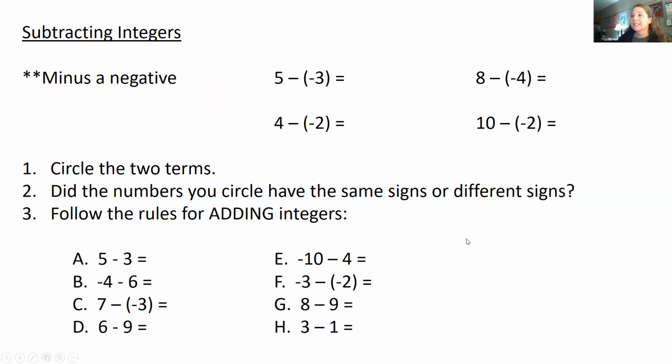All right, now a little different when we're subtracting. So now notice this page right here. There's no plus signs, right? No plus signs. So when I say subtracting integers, that's what I mean, that there's a negative or a minus sign between them. Now, the first thing I want to talk about is when you see a minus a negative, minus a negative. So do you see how it says 5 minus -3, 4 minus -2? All of these 4 examples are minus a negative.